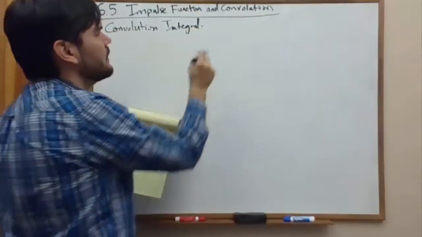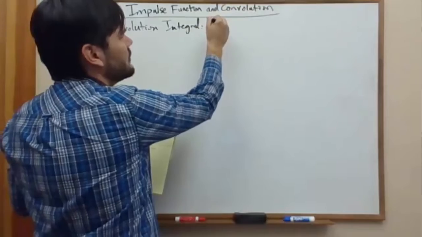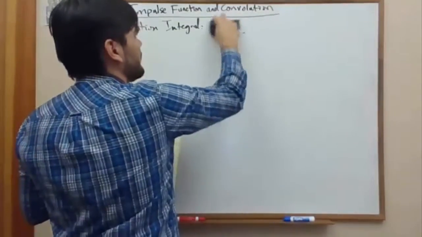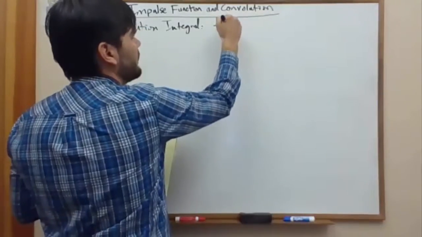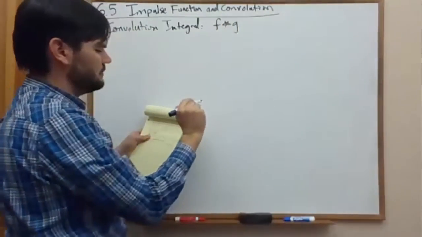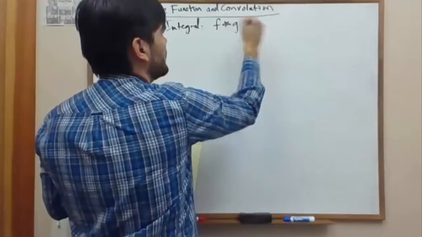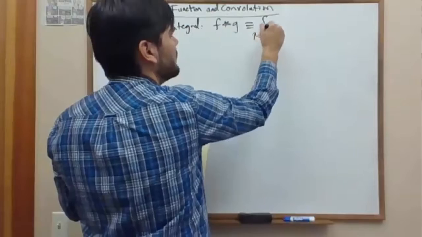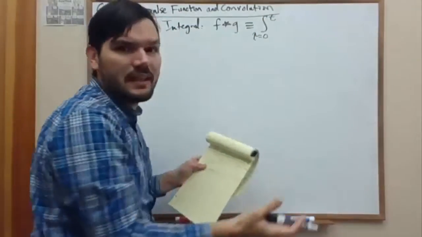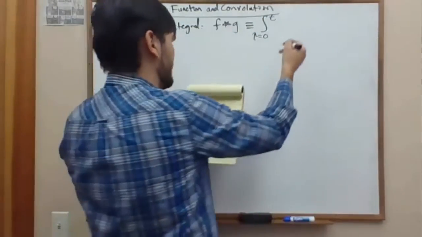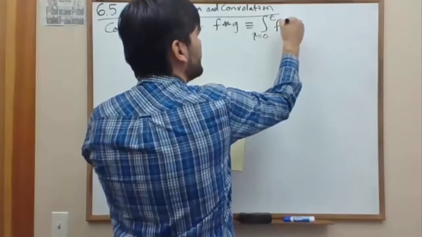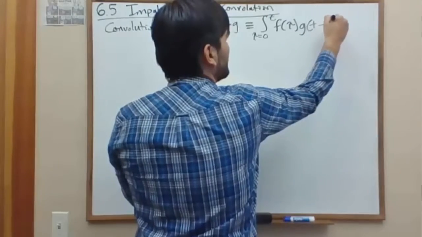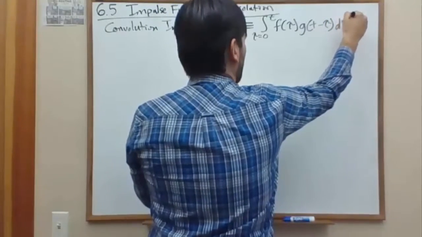To start out, we define our convolution integral with this shorthand f star g, defined as the integral from tau equals 0 up to t, there's that u substitution, that tau variable again, of f of tau times g of t minus tau d tau.